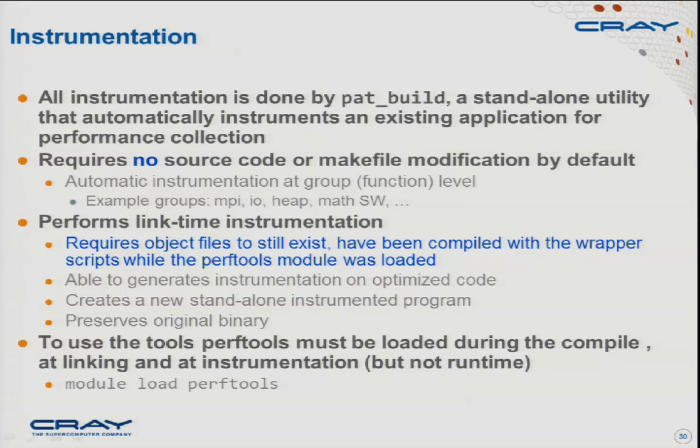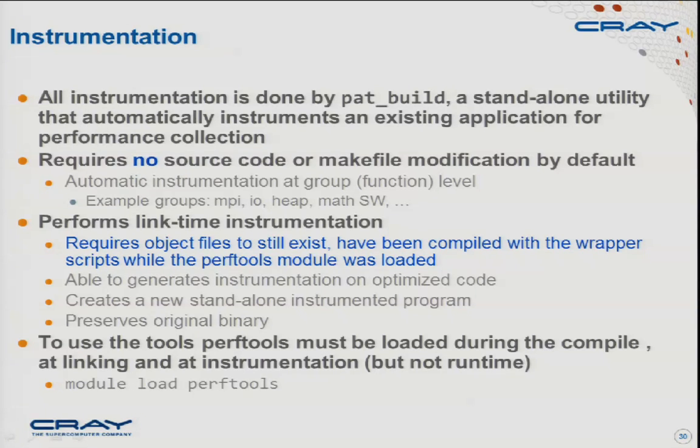So what do you do? Use, as I said before, pat_build. So you have an executable, okay? You load this module here, so you have your environment. Let's assume the Cray environment. So module load PrgEnv-cray. You do module load perftools. Be sure first to delete everything, okay?